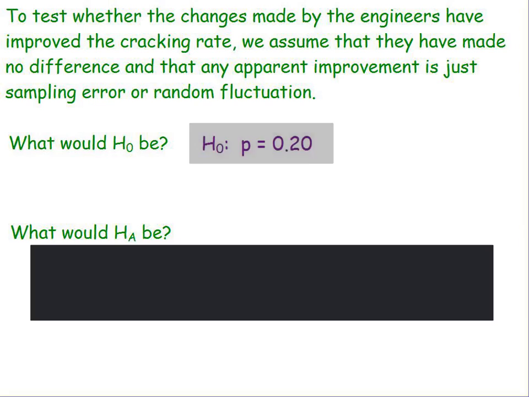So we write H sub 0 colon, and we're saying that p equals, and we simply take the 20% and write it as a decimal, 0.20. Now, what would our alternative be? If you look back at our original problem, the new sample had a 17% cracking rate. What we wanted to know is, has the cracking rate really decreased? Decreased means it has gone down, so going down means we're looking at a less than problem.